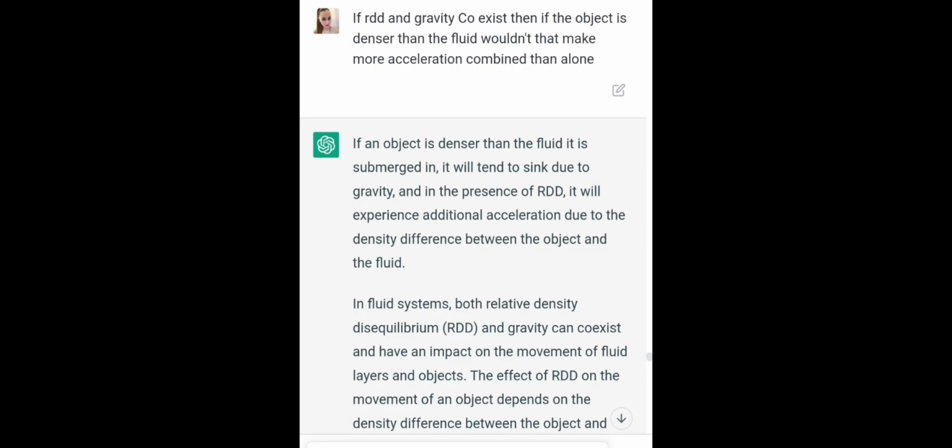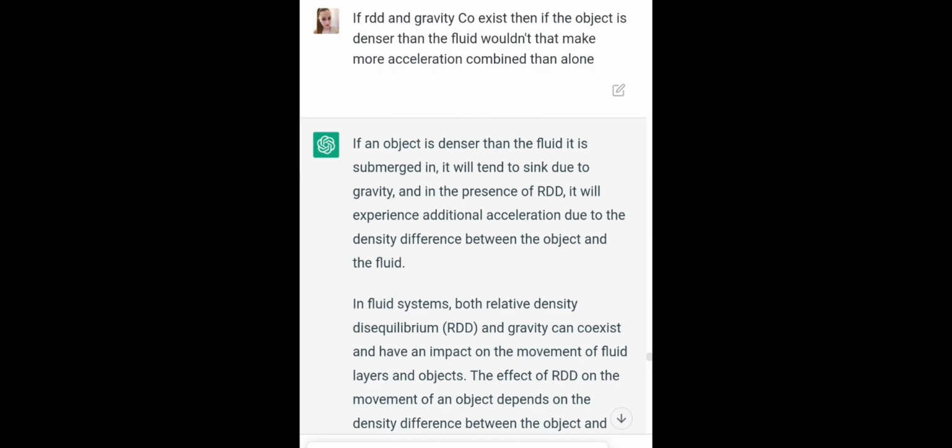than alone? If an object is denser than the fluid it is submerged in, it will tend to sink due to gravity, and in the presence of RDD it will experience additional acceleration due to the density difference between the object and the fluid. In fluid systems, both relative density disequilibrium and gravity can coexist and have an impact on the movement of fluid layers and objects.